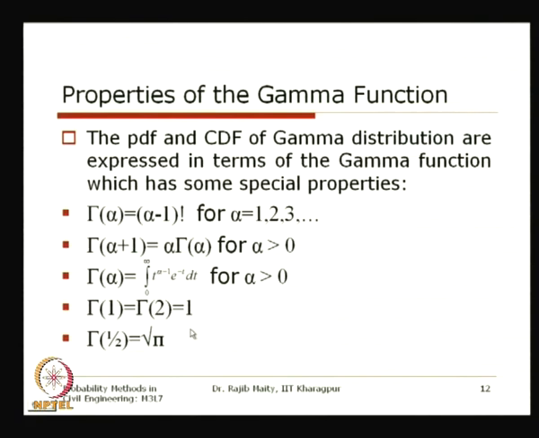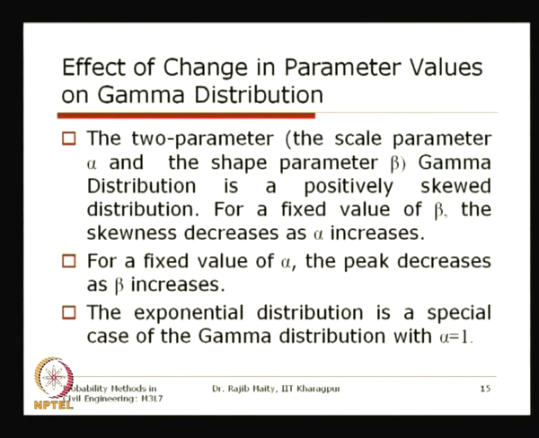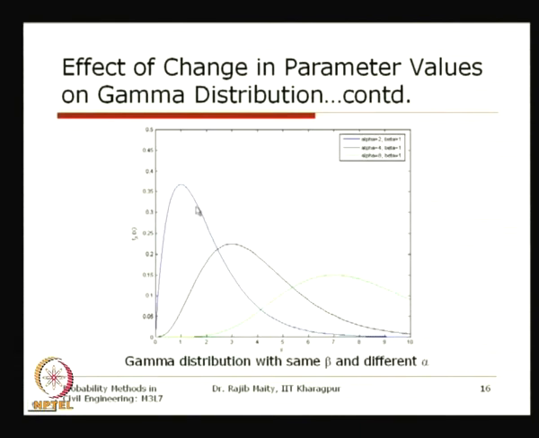Now, we will see pictorially the effect of alpha and beta that we have discussed: for a fixed value of beta, the skewness decreases as alpha increases, and for a fixed value of alpha, the peak decreases as beta increases. So, this is the first example.